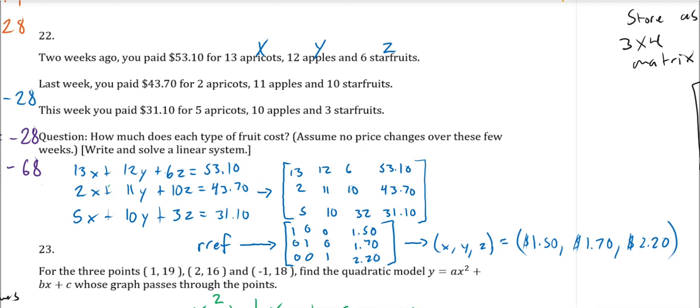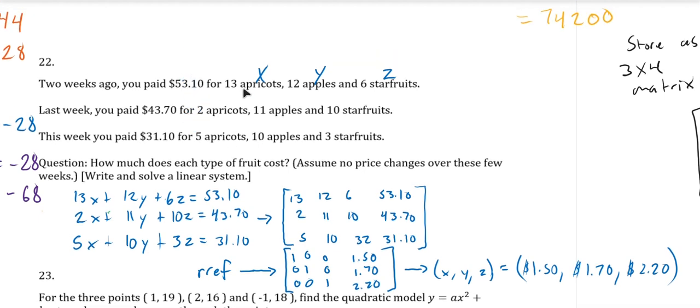So now let's talk about this particular one. We have an unknown price for apricots, apples, and starfruit. We know how many we bought of each, and we know how much the total cost was. Using this information, we can solve for the price of each fruit. What we're going to want to do is say that the total price, of course, for the number of apricots here was going to be 13 times its price. Same thing for 12 apples and 6 starfruit, and this would give me a total cost of 53.10.